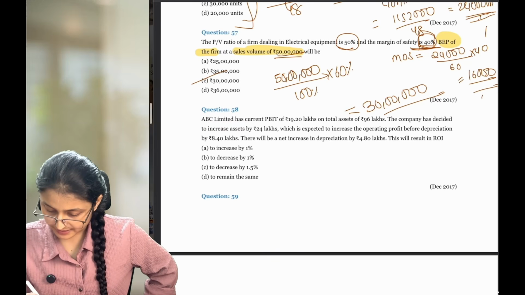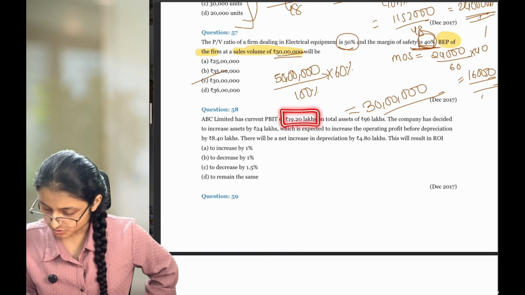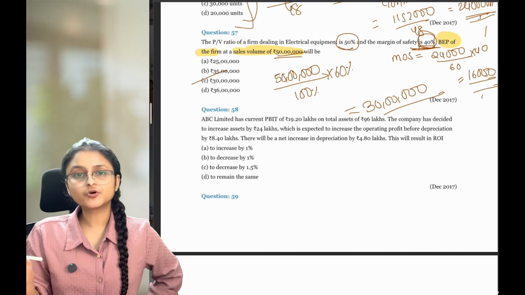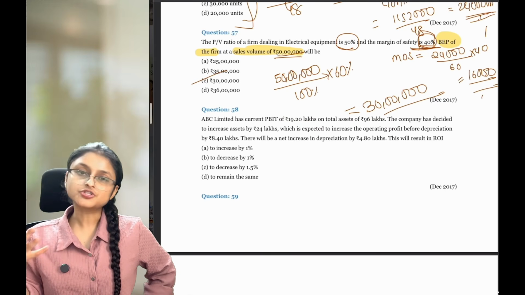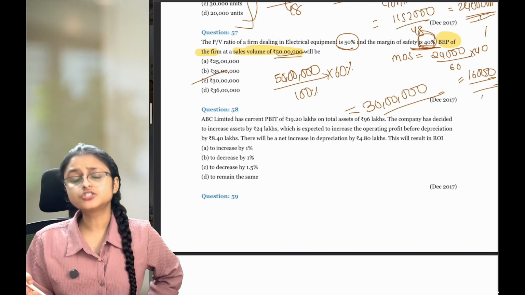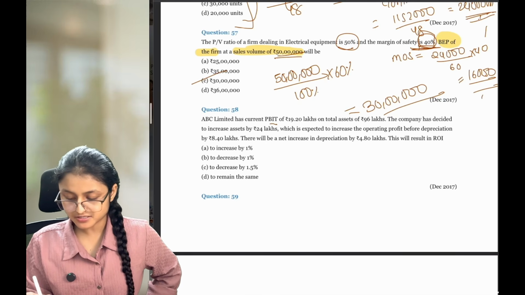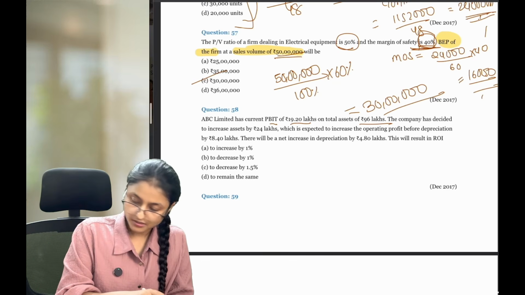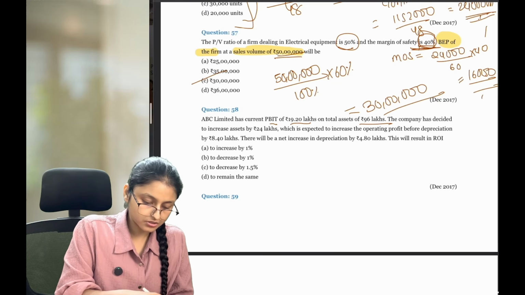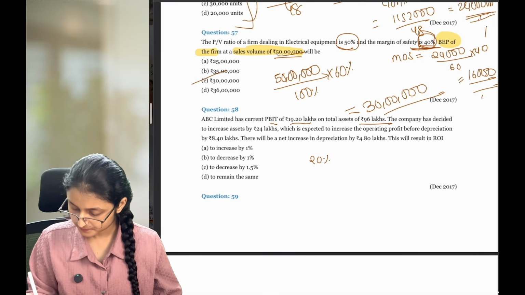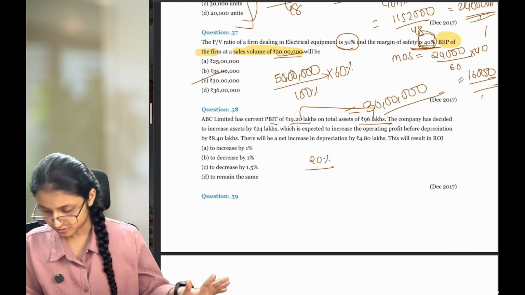ABC Limited has current PBIT of 19.2 on a total asset of 96 lakh. PBIT means profit before interest and taxes. I have charged all the costs, whether it be depreciation or all other costs, but have not charged the interest and taxes. Before charging interest and taxes, we are earning a profit of 19.2 lakh on total assets of 96 lakh. So if I calculate the return on investment, 20% is the return on investment which we are earning as of now.